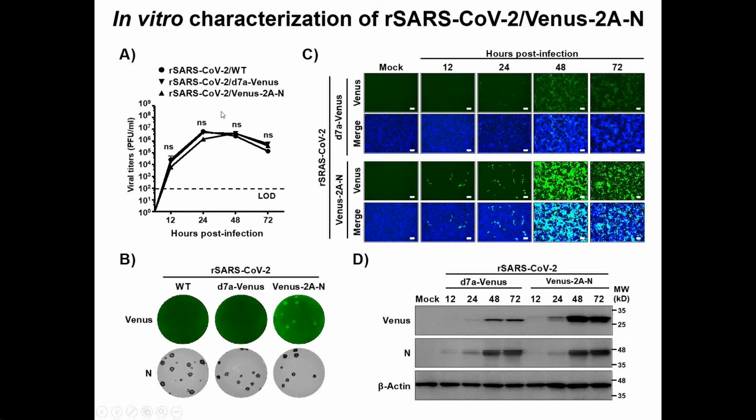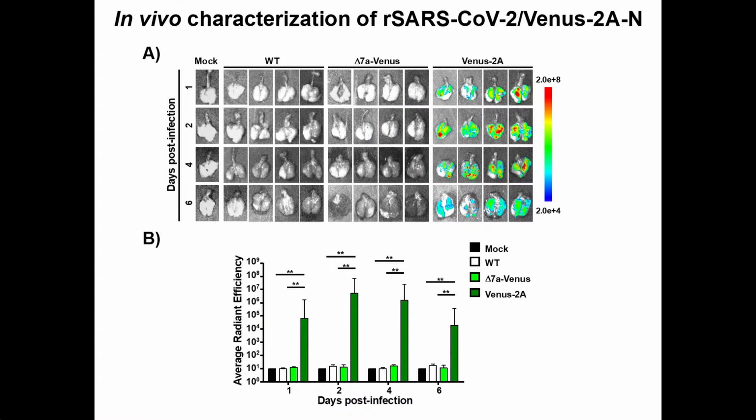What was important is that when we assessed the replication kinetics of these reporter viruses and compared them to the wild type, we can see here that all of them replicate similarly to the wild type, suggesting that expression of Venus did not seem to affect viral fitness, at least in vitro, in Vero cells.